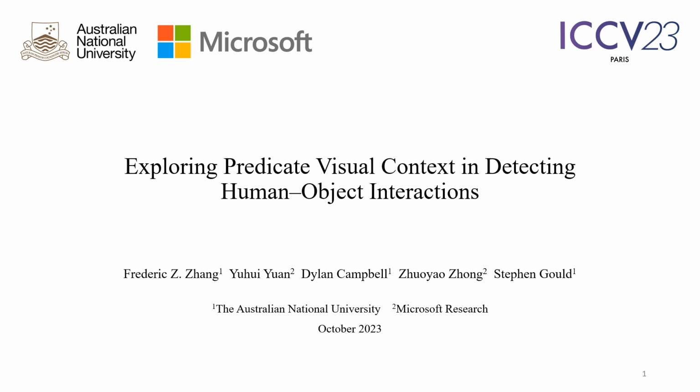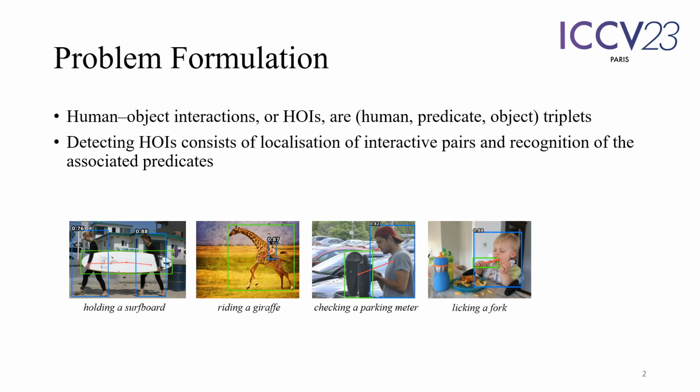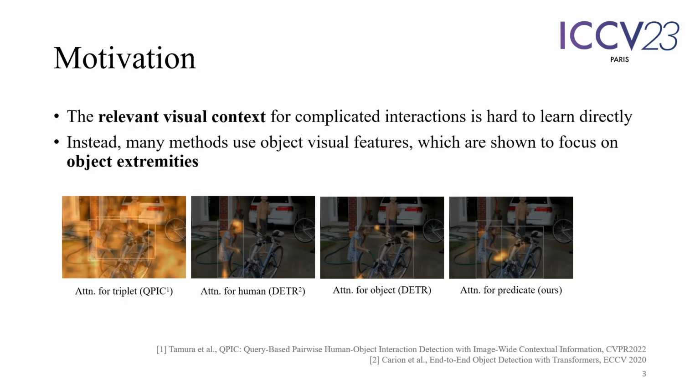Today I'll be talking about our most recent work on exploring the predicate visual context in detecting human-object interactions. I want to first quickly go through the problem definition. So human-object interactions, or HOIs, are defined as human predicate-object triplets. Naturally, to detect such a triplet requires the localization of interactive human-object pairs and the recognition of the associated predicate. Below are some examples. The localization takes the form of bounding boxes, while the recognition is a multi-label classification problem.